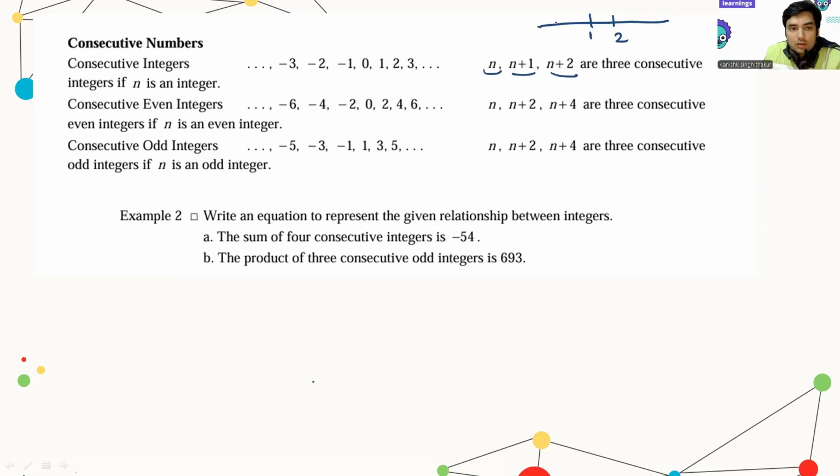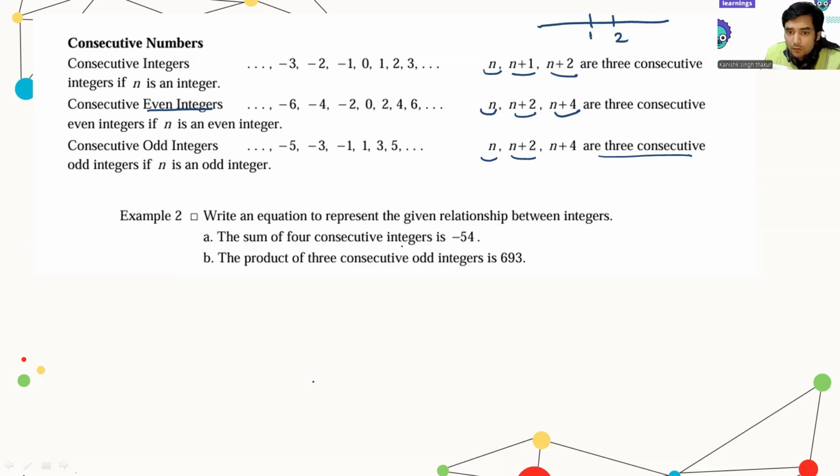Okay, now consecutive even integers. Consecutive even integers means what? You have to take n, n plus 2, n plus 4. You can take this also, 2n, 2n plus 2, 2n plus 4, like that. Okay, but make sure the difference between the terms is 2. Same goes for consecutive odd integers, right? So here also you can take 2n plus 1, 2n plus 3, like that, but make sure the difference is 2, right? Between two particular variables.